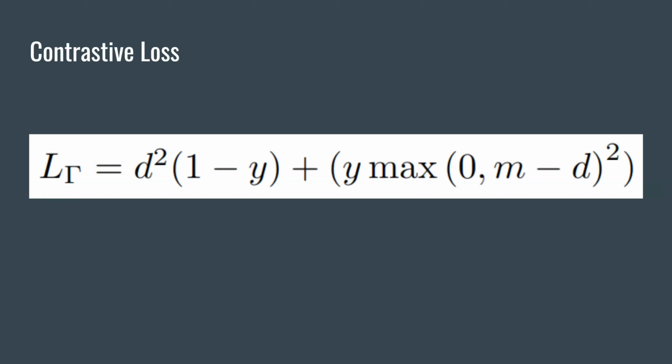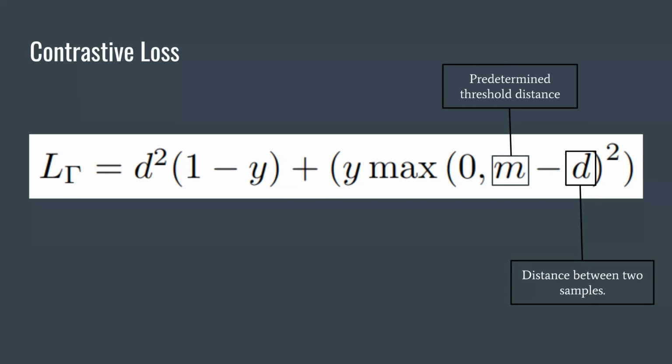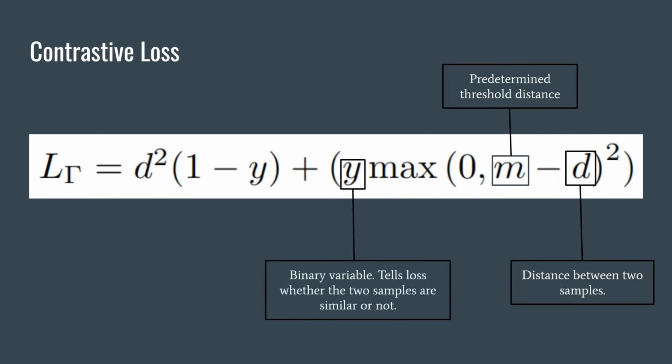So the contrastive loss is essentially another similarity metric. This loss should be small when two pairs of samples are the same and large when they are different. D is the distance between two images. M is a predetermined distance that we set, a threshold, and Y is a binary variable, which tells us if the two images are the same or not.